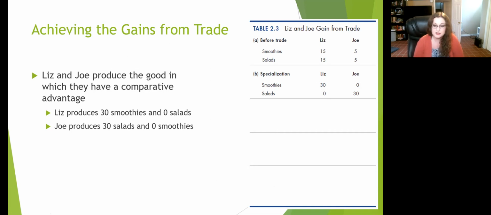Liz is much faster at smoothies. For each smoothie she makes, she only gives up 1 salad. While Joe, for each smoothie he makes, because it takes a long period of time, he's giving up 5 salads he could have made. That's a much higher cost, right? So if we're going for the low-cost person, the one that has the comparative advantage, Liz would only make smoothies. So we see right here, Liz making only smoothies and Joe making only salads.